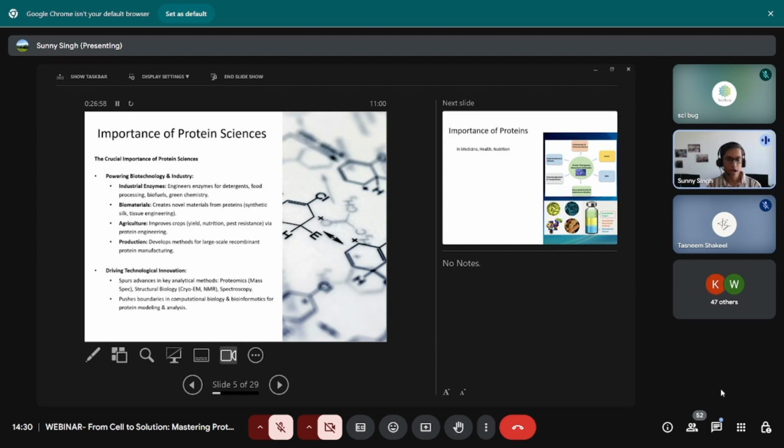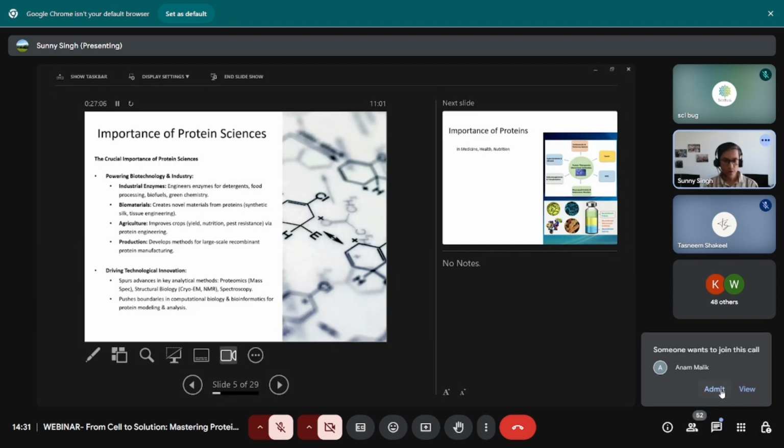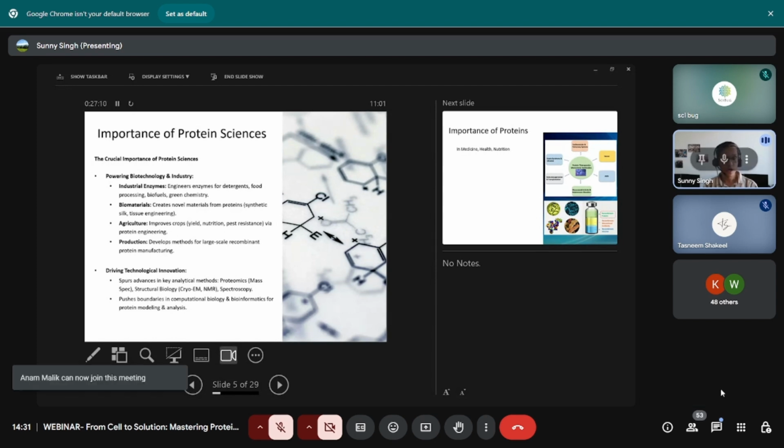So this thing I'm suggesting, please take this seriously, because you will have a lot of options open for you to take up jobs, and you could also do this remotely without being required on site, because nowadays you can sit at home and do your work, especially when it's computational biology, bioinformatics, and protein modeling and analysis.